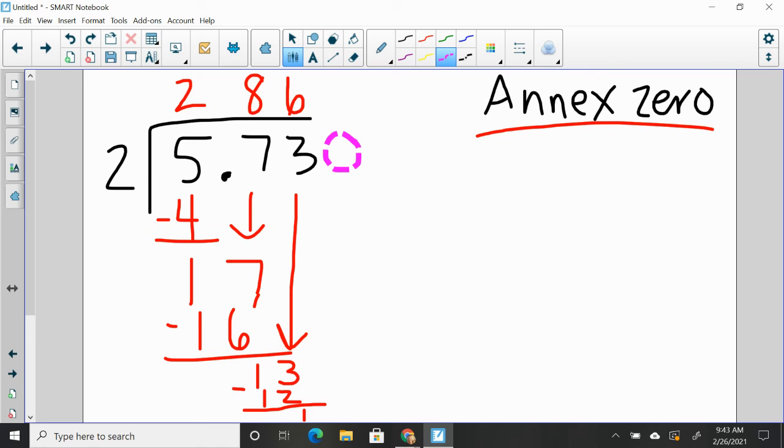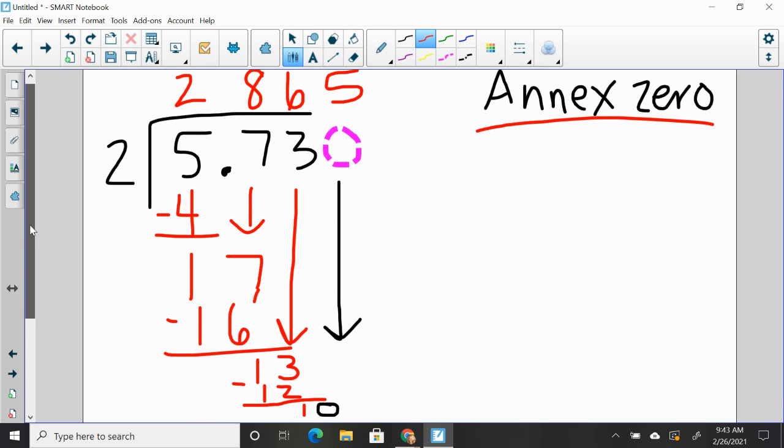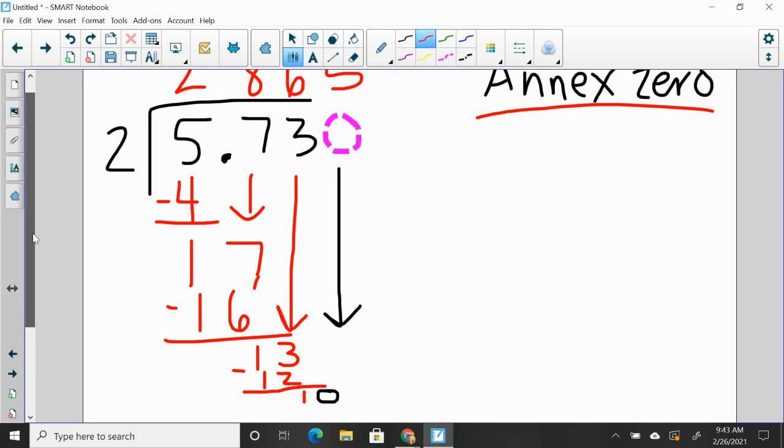If I put a 0 at the end of that, it's still the same as 5 and 73 hundredths. 5 and 730 thousandths is equivalent. So now I can drop that down here all the way. Sorry, this is really small. That's going to give me 10 now. And how many groups of 2 can I make with 10? 5. 5 times 2 is 10, and that would leave us with nothing left over. So we would say minus 10, and 10 minus 10 is 0.